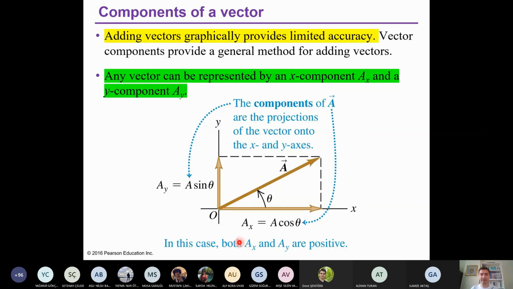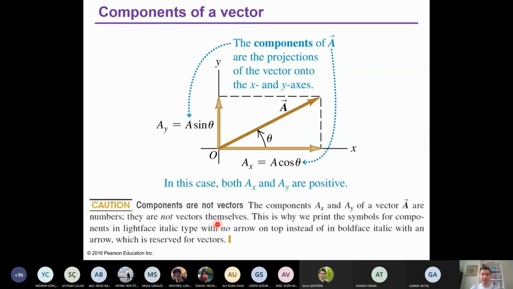So here, what do you see? Ax and Ay are positive because the x component is along the positive x and the y component is also along the positive y. Let me remind you that the components are not vectors. Here you see Ax, this is a magnitude along the x-axis, and Ay is a magnitude along the y-axis. In order to have a vector here, we have to add unit vectors. We will learn this. So this is a vector, and it has a certain magnitude and a certain direction, but its x component and y component are not vectors. We have just magnitudes. In order to have vectors along the x-axis and y-axis associated with this A vector, you have to add unit vectors. We will see that.